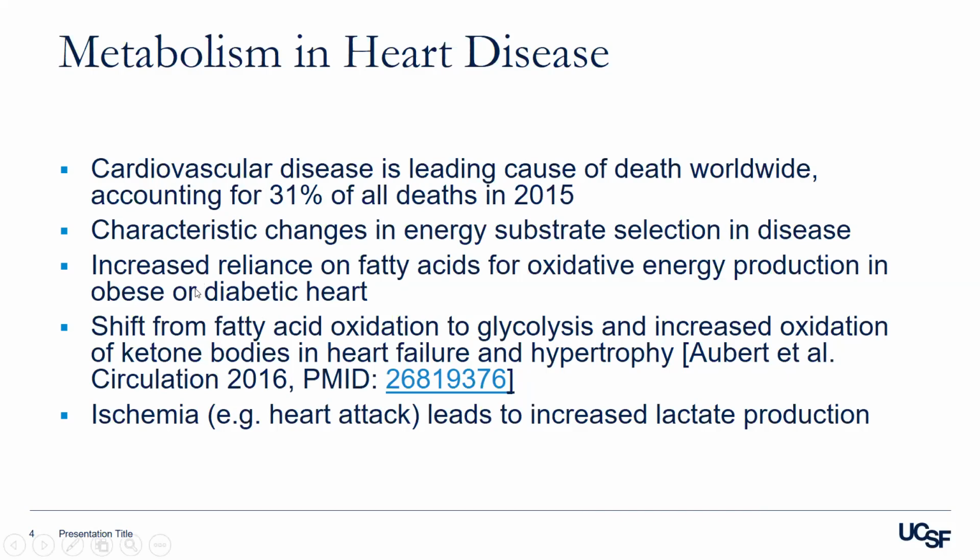So like the obese and the diabetic heart, the data shows that there's an increased reliance on fatty acids for this oxidative energy production. Whereas sort of the opposite effect, at least in terms of the fatty acids and carbohydrates, is that there's a shift from the fatty acid oxidation to glycolysis, so basically the carbohydrate metabolism, in heart failure and some hypertrophies.